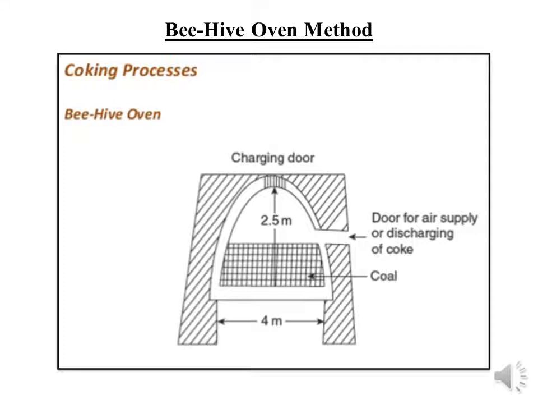The main drawback of this Beehive oven method is that it is highly time consuming. Only part of the coal is getting burned and the remaining coal gets wasted. We cannot recover any byproduct by this method.